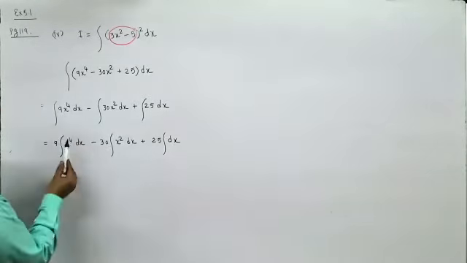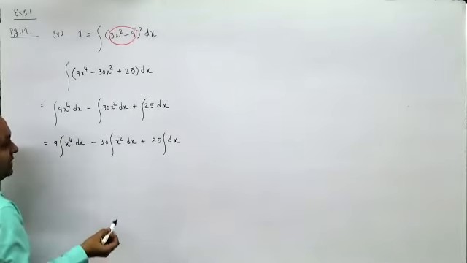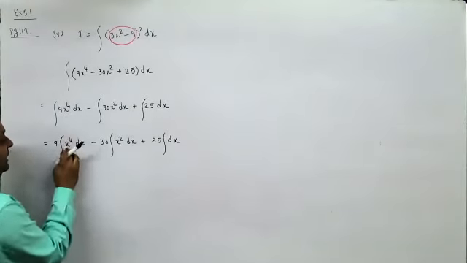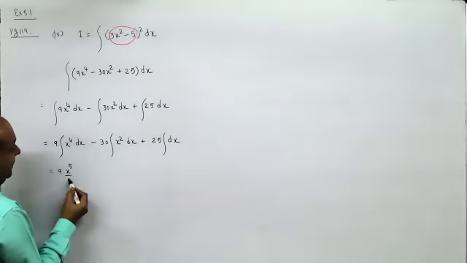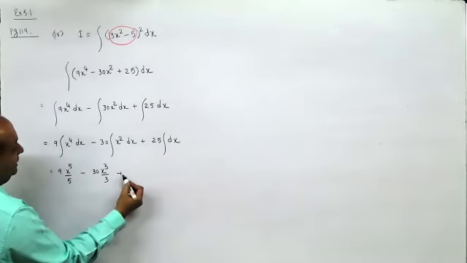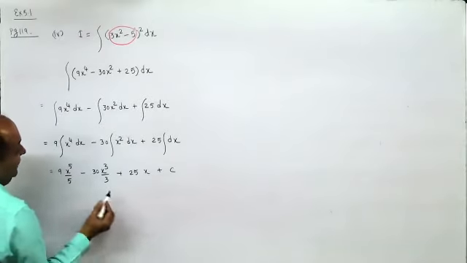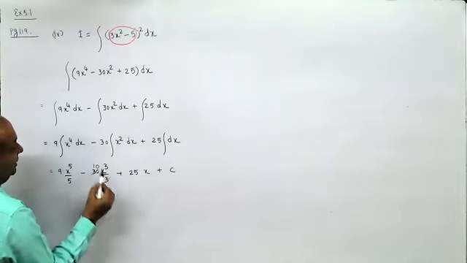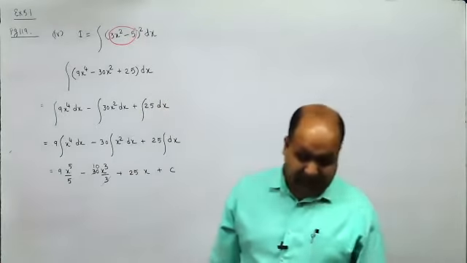Why did I take this out? Because when you have a number along with the next term, you can take the number out and integrate the x term. Now this is in the form x raised to n. So you would get x raised to n plus 1 by n plus 1. Here you will get x raised to n plus 1 by n plus 1. This is 25. Integration of 1 is x and this would be c. Have you followed this? This is how you solve this particular problem.